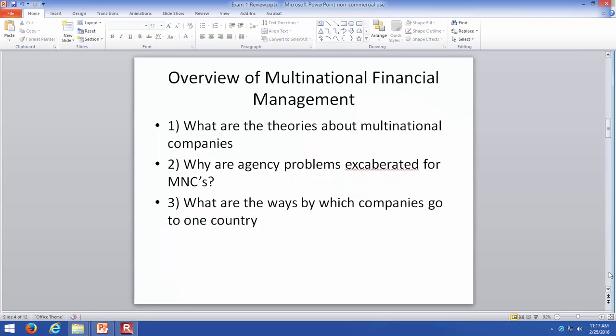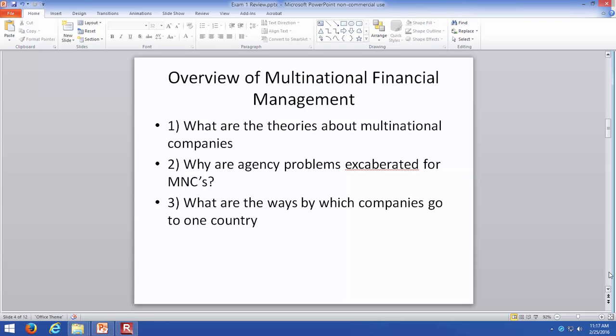Now I want to go through the chapters. The first chapter gave you an introduction to financial management. What are the theories about multinational companies? Here we are talking about some of the reasons why companies go abroad. We talked about the product cycle theory, the imperfect market theory, and so on. You definitely want to make sure you are comfortable with those theories, the primary reasons why companies go abroad.